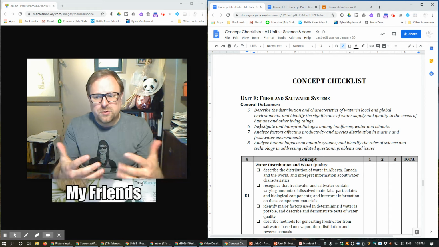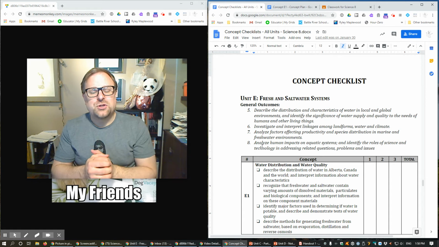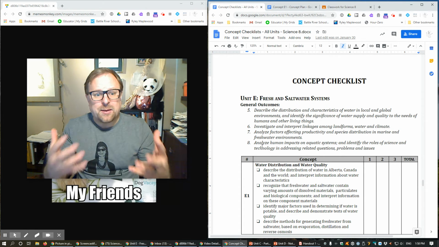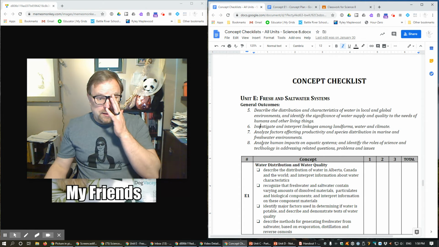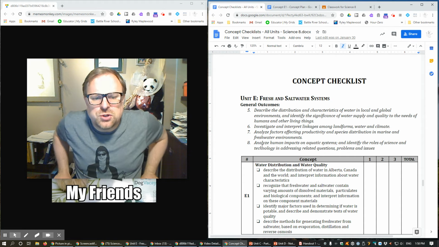In other words, what are we doing? How does science and technology have a role to play in preventing bad things from happening or solving problems if we do have them? And then we'll get into addressing some problems and issues.